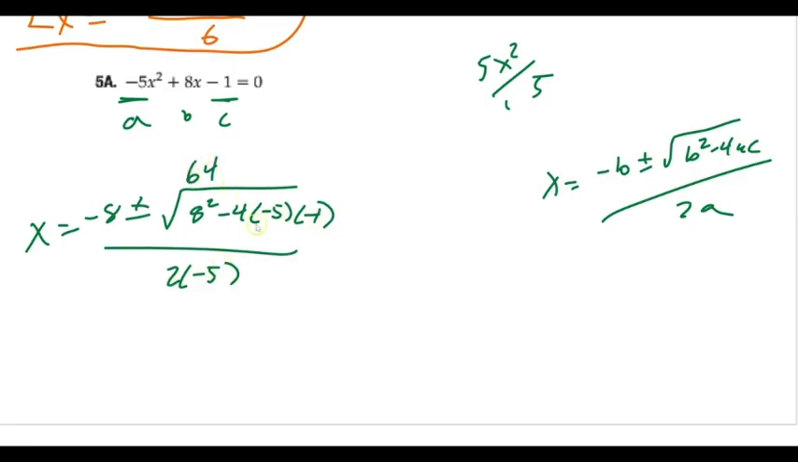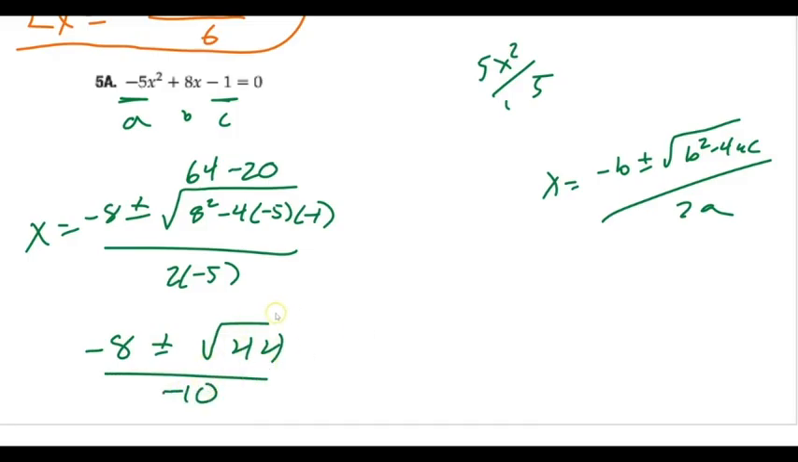This is 64. So many negatives. Negative 20, because 4 times 5 is 20, but it's negative there. I'm going to get negative 8 plus or minus radical 44 over negative 10. I could break down 44. That's the same thing as saying 4 times 11. Square root of 4 is 2. This is negative 8 plus or minus 2 radical 11 over negative 10.